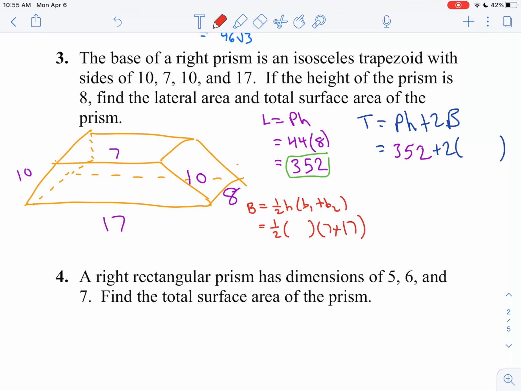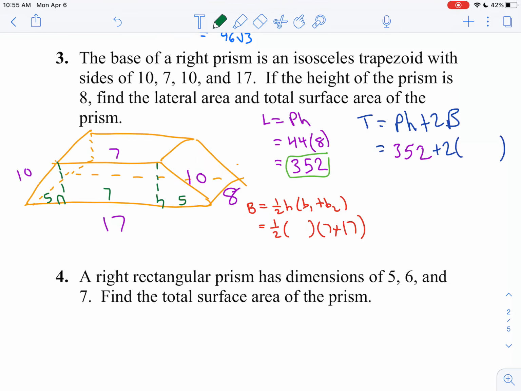So we still love trapezoids because we can divide them into a rectangle and 2 right triangles. So 17 take away 7 gives us 10. Let's try that again. Okay, the 7 comes down. Now 17 take away 7 is 10. And so then the 10 gets split because those 2 triangles are congruent.